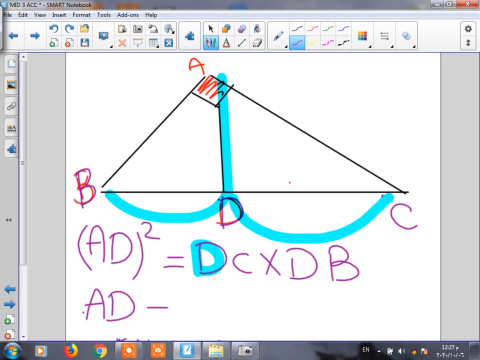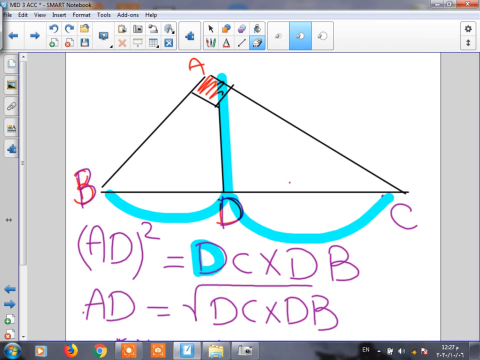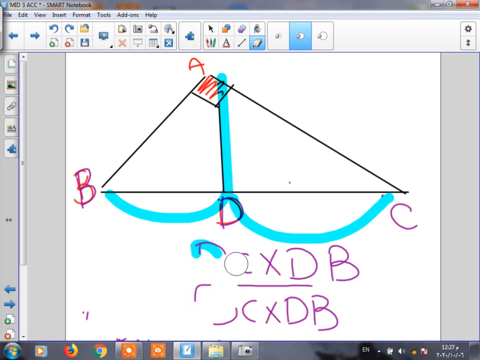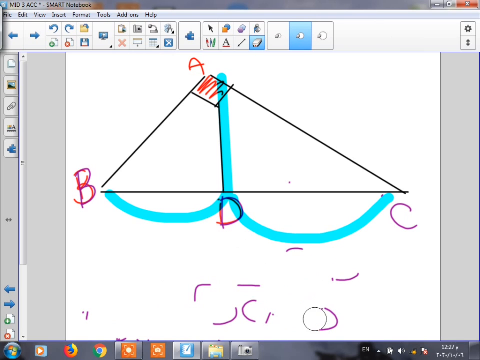Of course I can. I can get AD root equal to DC times DB. Okay, this is a rule. What is the other rule? The other rule we already took from junior 5 by using the area. But to be simple, I will tell you another way to be easy.